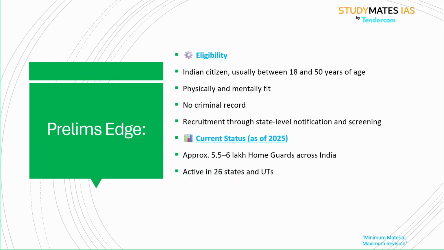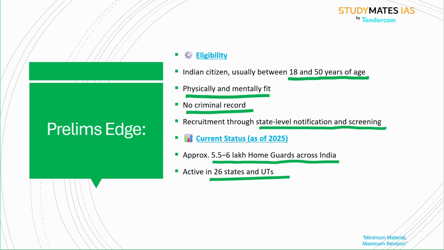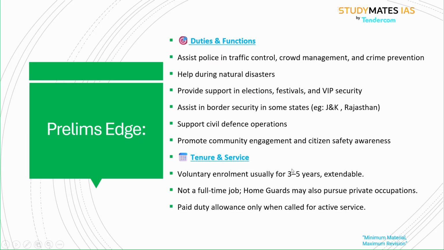And this force is organized into rural and urban units. Eligibility is usually 18 to 50 years of age, physically and mentally fit, no criminal record, through state level notification and screening. As simple, nothing to by heart here. Expected criteria, and this varies from state to state. Currently, there are 5.5 to 6 lakh home guards across India in 26 states and UTs.